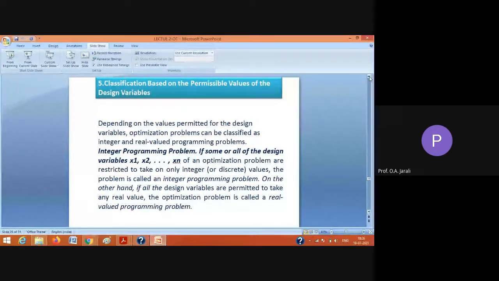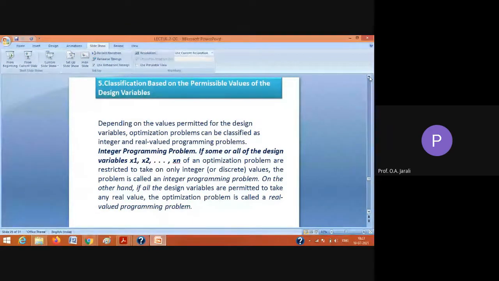So on the other hand, if all the design variables are permitted to take any real value, the optimization is called real valued programming problem. Sometimes if reverse rotation is there, you can consider it as a negative, as action is negative. So negative values, decimal values and all positive values are considered. Means all the design variables are permitted to take any real value. The optimization is called a real valued programming problem.